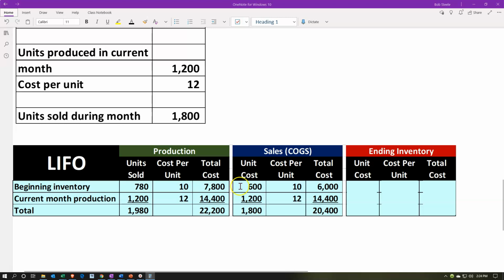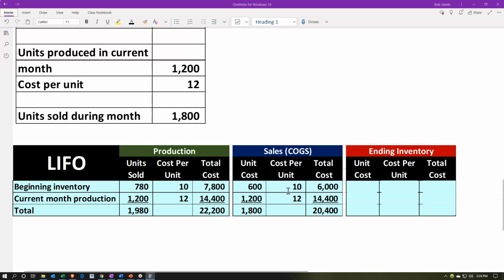So you have to think about this going from bottom to top instead of top to bottom. We start at the last layer. We sell them first, which are typically the more expensive ones. That will result in cost of goods sold being higher than under first in, first out, meaning net income will be lower, making us look worse in essence. And then we cut into the prior units.